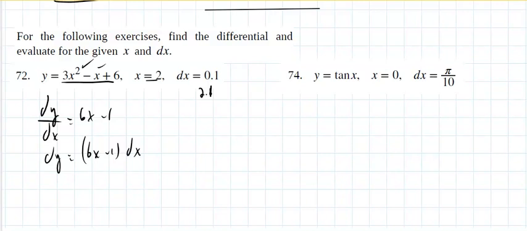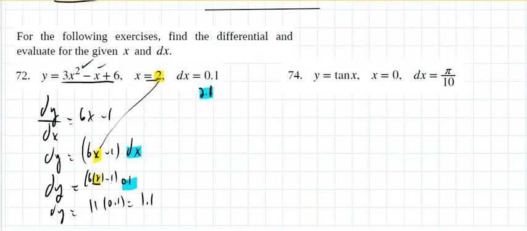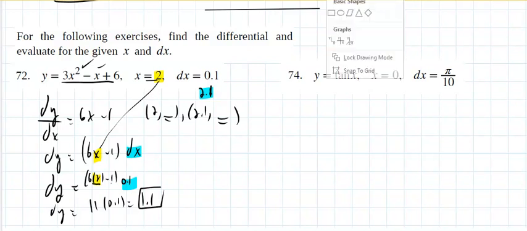So if you want to figure out the approximate differential in this, put a 2 right there, and that will be (6 times 2 minus 1) times 0.1. So dy would be 12 minus 1 is 11. 11 times 0.1 is 1.1. So the approximate change is roughly 1.1 when I go from this y value to this y value.